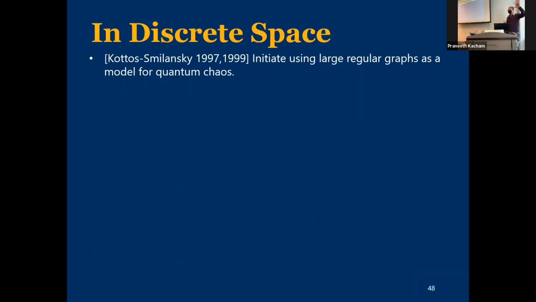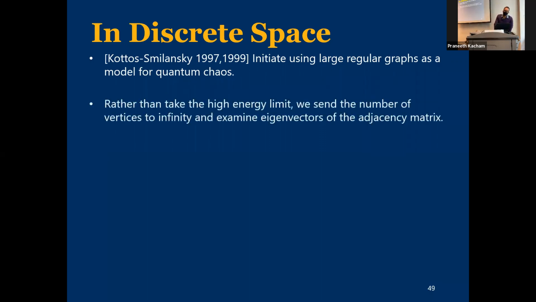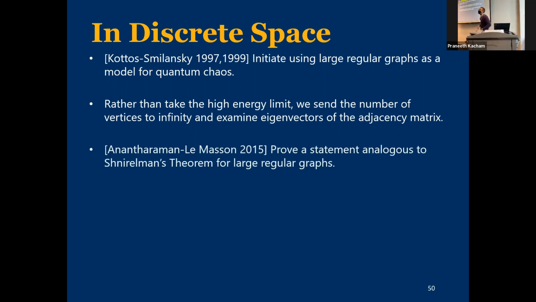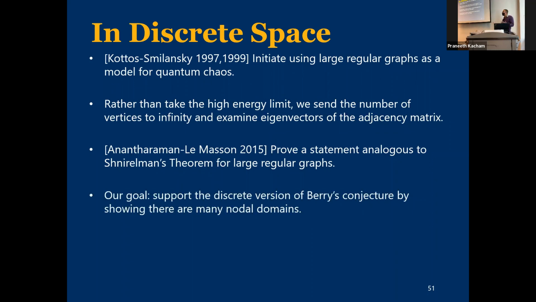So that was all in continuous space. Once again, going back to discrete space, regular graphs have been used as a model for quantum chaos for more than 20 years. For these graphs, instead of looking at the high energy limit, we look at the limit on the number of vertices and examine eigenvectors of the adjacency matrix. An example of a result in this area is that Anantharaman and Le Masson showed a statement analogous to Schnirelmann's theorem on the last slide for large regular graphs. So something that we want to do is show support for the discrete version of Berry's conjecture by showing that there are many nodal domains.